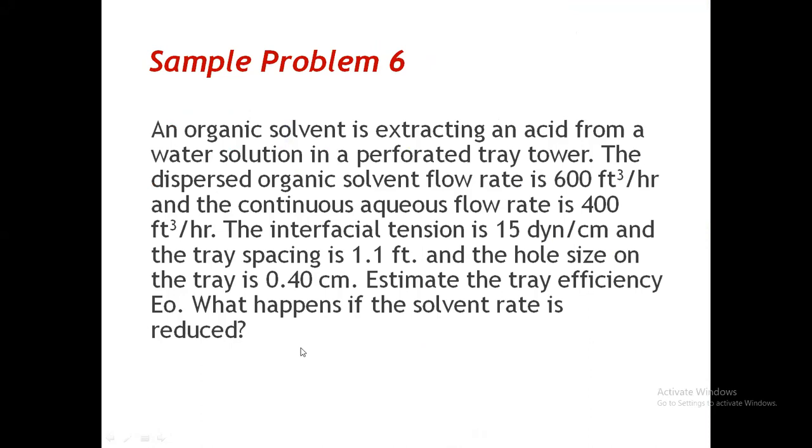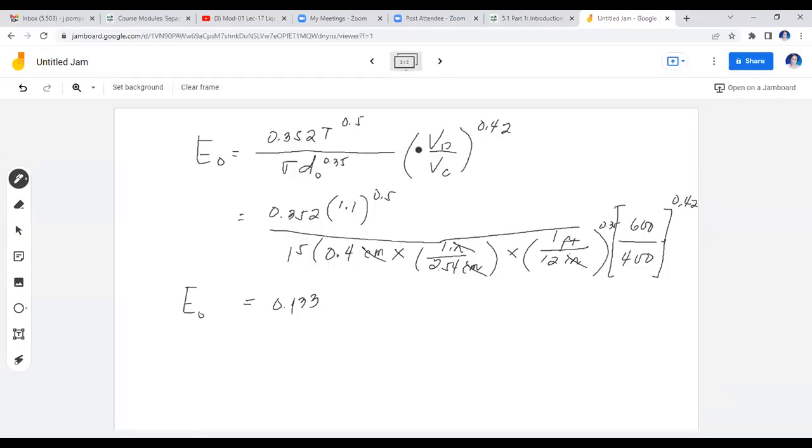What happens if the solvent rate is reduced? So what will happen if the solvent rate is reduced? Meaning your V sub D is reduced. The way to answer the question is you go back to the solution. Okay, let's go back to our solution. Now what will happen if the dispersed phase, that's your solvent, is reduced? So what will happen to the tray efficiency if that is the case? If V sub D is reduced, what will happen to the tray efficiency?